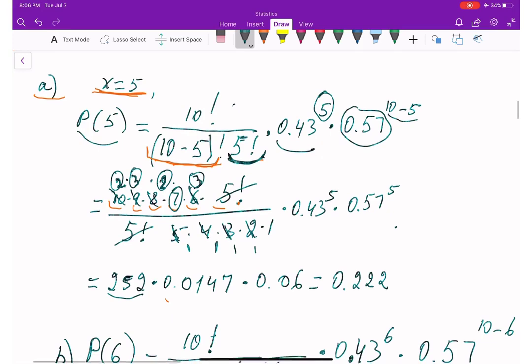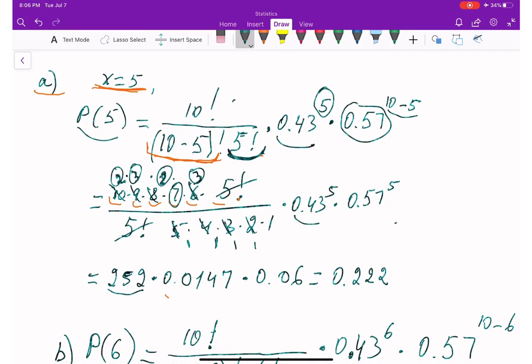And then here 0.43 to power 5 gives us 0.0147, and 0.57 to power 5 gives us 0.06, and the answer is 0.222.